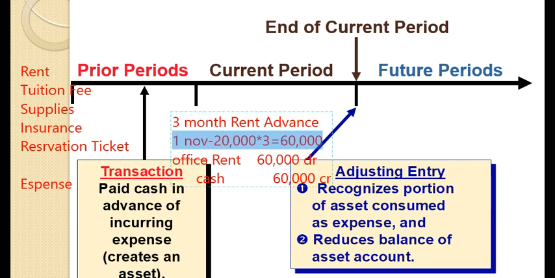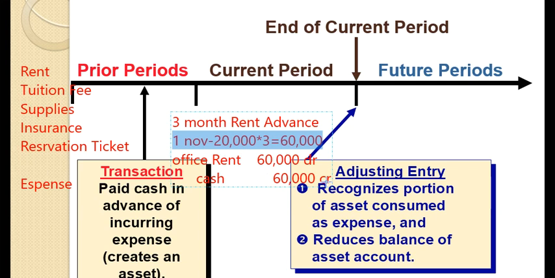Now that's the same logic that we are discussing in this transaction: paid cash in advance of incurring expense. Basically, in accounting terms, you are going to pay your office rent. But you are using this rent in the next coming 3 months, meaning November will be completed on 30 November, then you will use this rent in December, and you will use it in January also.